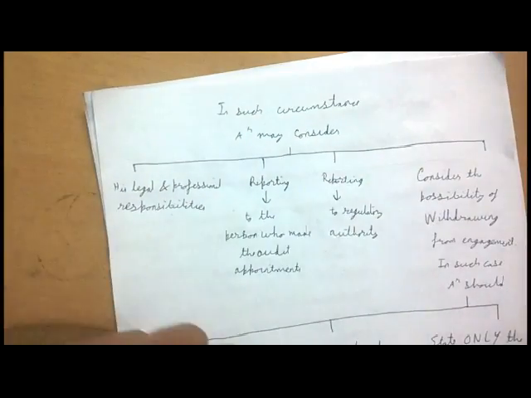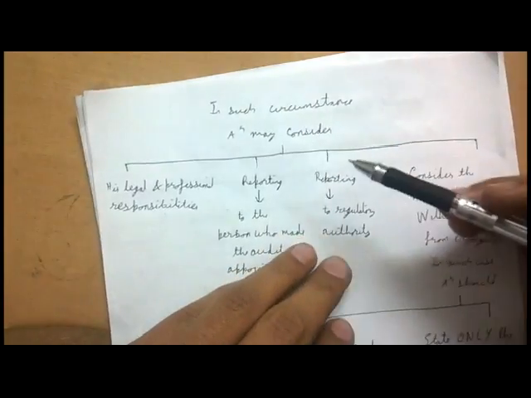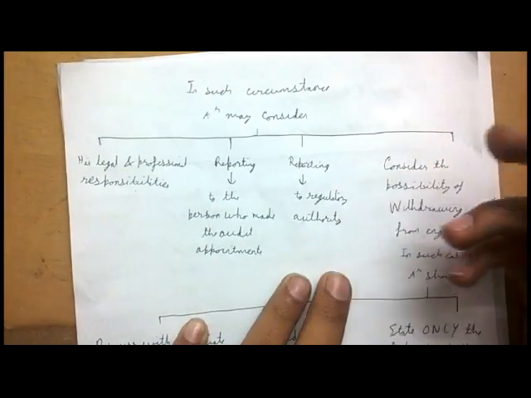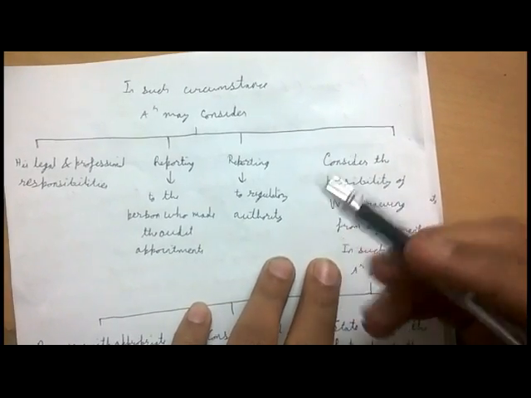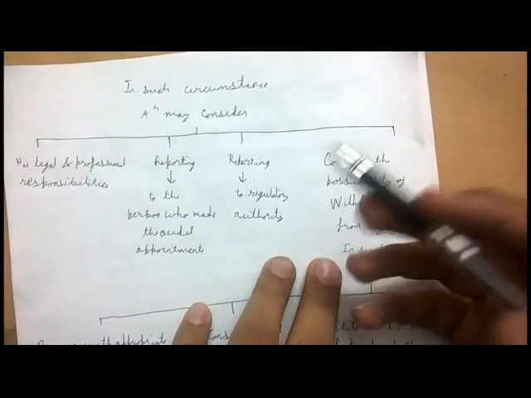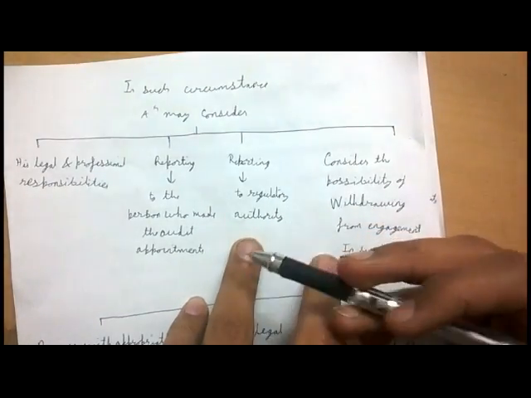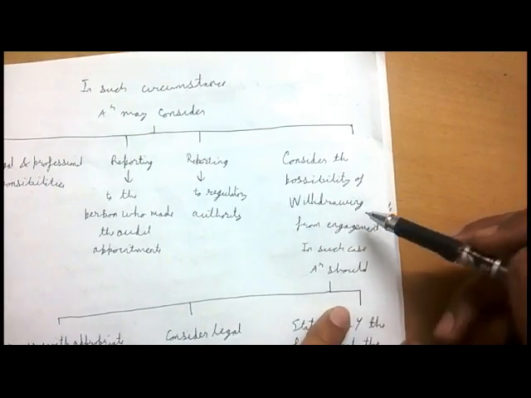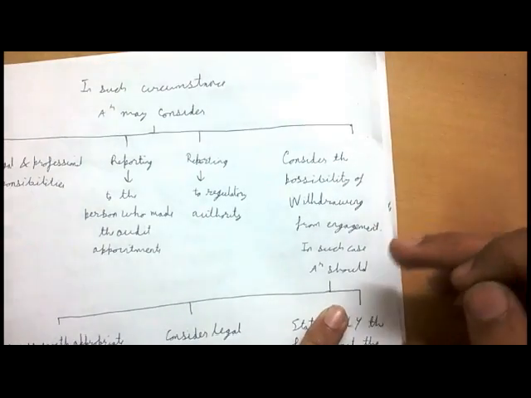So now what does the auditor have to do? First, in such circumstances, the auditor shall consider his legal and professional responsibilities, that is, what the auditor should do as per the law and his professional responsibilities. Then he should report to the person who made the audit appointment, that is, the person who recommended his name to the board of directors or to the shareholders. Report to regulatory authorities. It may be the Reserve Bank of India in case of non-banking financial companies. Then consider the possibility, this is the last resort, of withdrawing, that is, whether you can resign from the engagement.